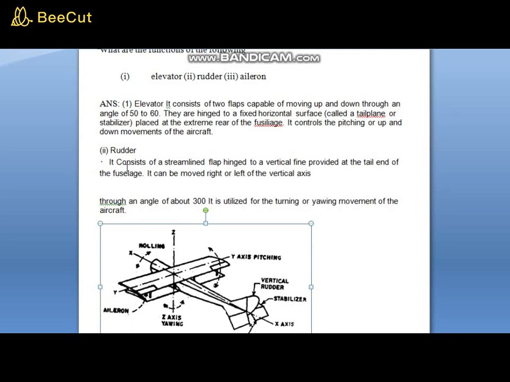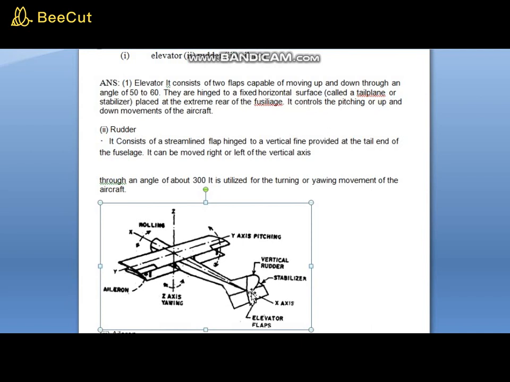The next, rudder. Where is the rudder? This is nothing but the rudder. Aileron, elevator and rudder are at the tail side of an aircraft. It consists of a streamlined flap hinged to a vertical fin provided at the tail end of the fuselage. It can be moved right or left of the vertical axis through an angle of about 30 degrees. Okay, it's not 300, it is 30 degrees.